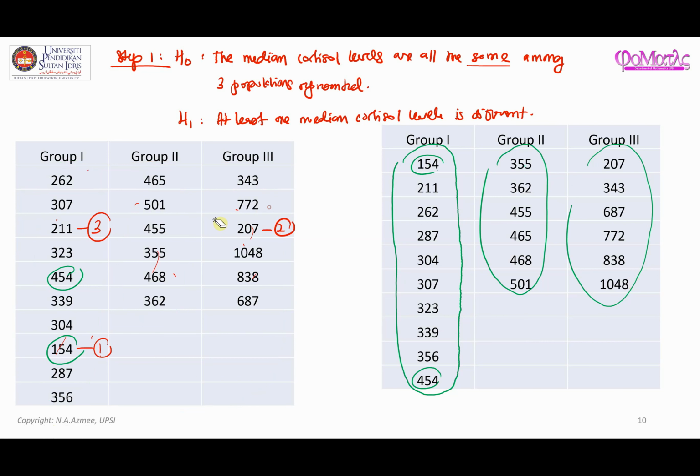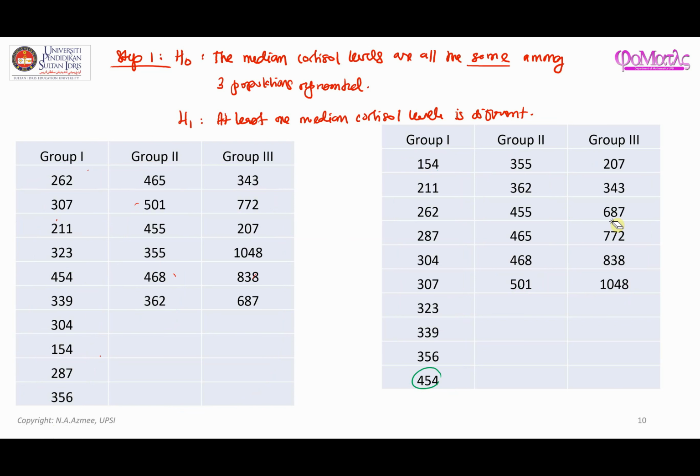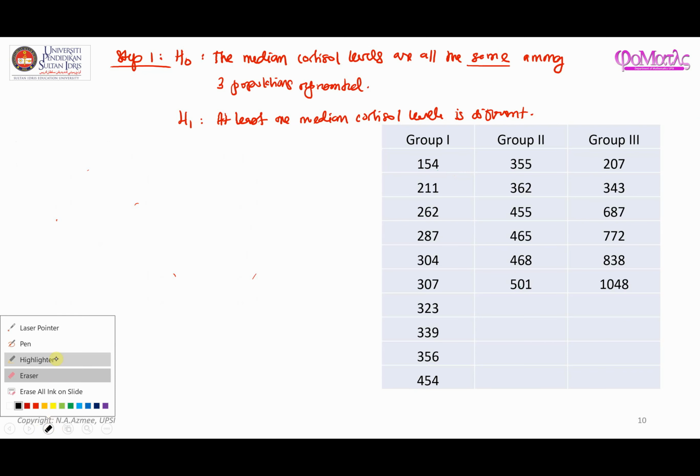So let's say I have these new rearranged values of my observations in group 1, group 2, group 3. What I can do next is start ranking the observations.